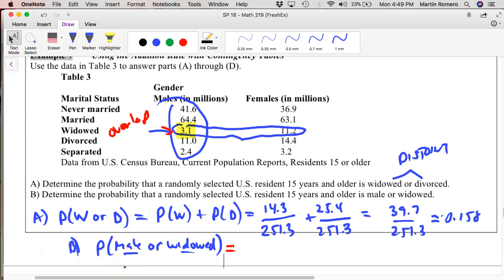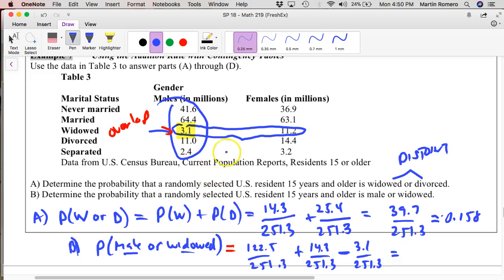The probability of being male or widowed is going to be, when you add all that up, 122.5 over 251.3 plus the probability of being widowed. Widowed was 14.3 over 251.3, and now we're going to subtract out the overlap, which is 3.1 over 251.3. When we put all that together, you get 133.7 over 251.3, and that simplifies into 0.532. Notice we had to subtract out because there was an overlap here. These events are not disjoint.